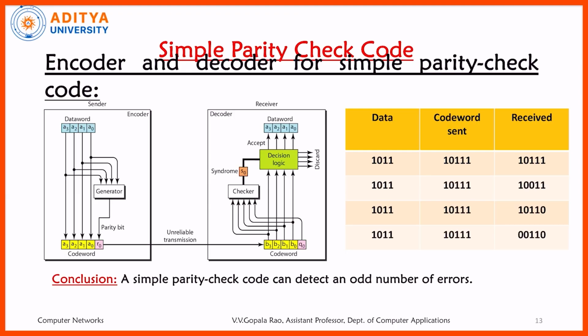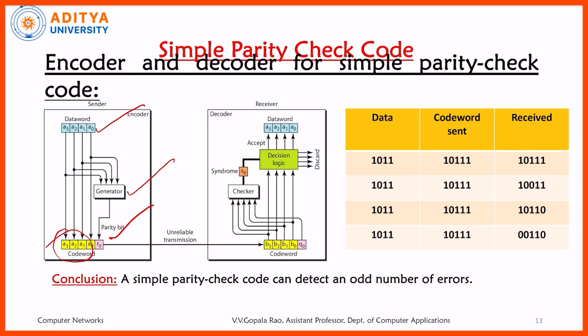Suppose there is a data word, and as usual we are in the encoder block. There is a generator, and the role of the generator is to generate the parity bit. This is a parity bit, not actually a redundant bit. The parity bit is different from a redundant bit. The parity bit's role is to add either 0 or 1, a single bit, based on the number of ones that exist in the data word.